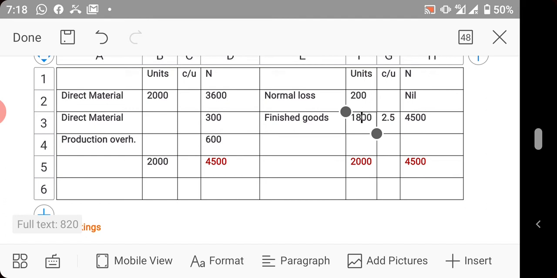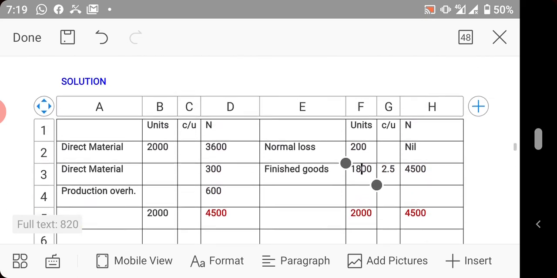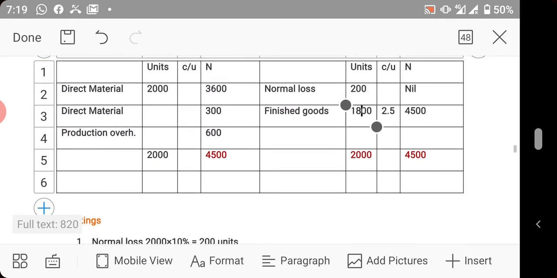Now we'll come here. This is 4,500. So 1,800 times 2.5 will give us 4,500. Now, in the workings, we are not yet done. So actual loss will now be 2,000 units minus actual units, which is 1,800 units. That will give you 200 units. Now, abnormal loss or gain will now be 200 minus 200, which is nil. So that is why we don't have abnormal loss. There is no abnormal loss at all in the solution.